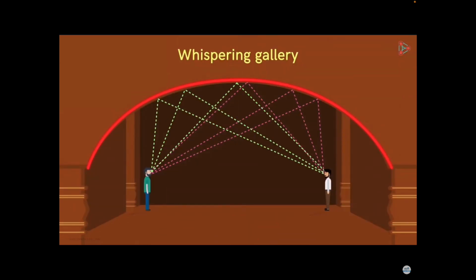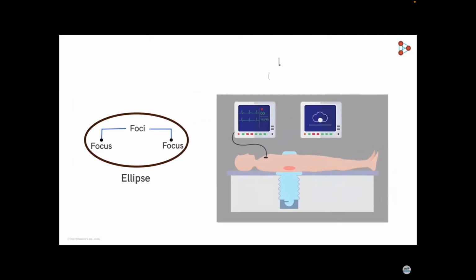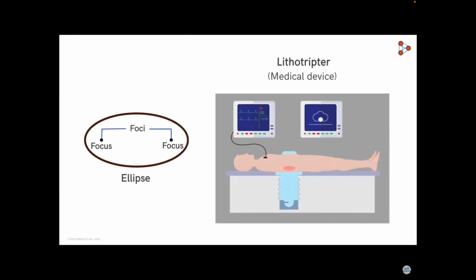Isn't this shape interesting? Each of these two special points of the ellipse is referred to as focus. And together, they're called the foci of the ellipse. Wait, there's more. Elliptical shapes even play a role in a medical device called the lithotripter. Due to its reflective property, it's used to break the kidney stones. High-frequency shock waves are generated at one focus of the elliptical-shaped reflector, which gets concentrated at another focus point where the kidney stones are positioned. And this helps in breaking the kidney stones.